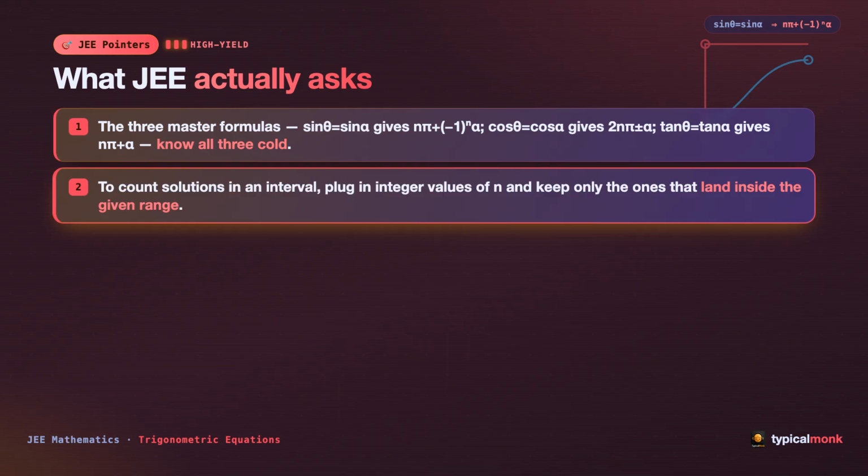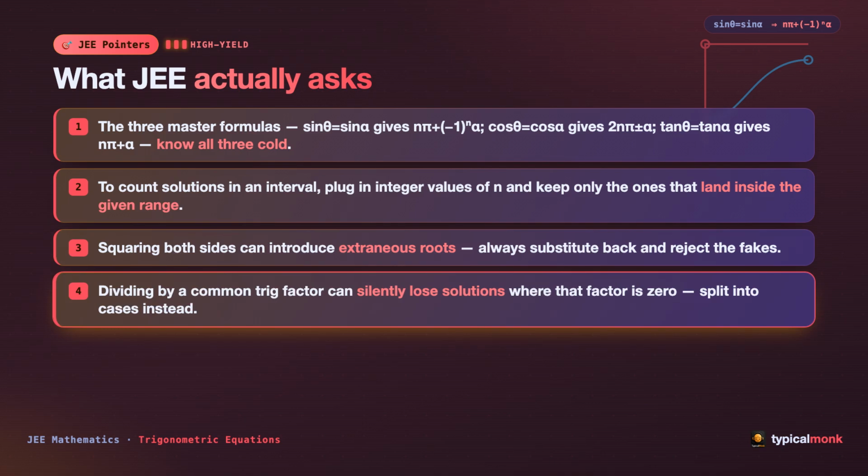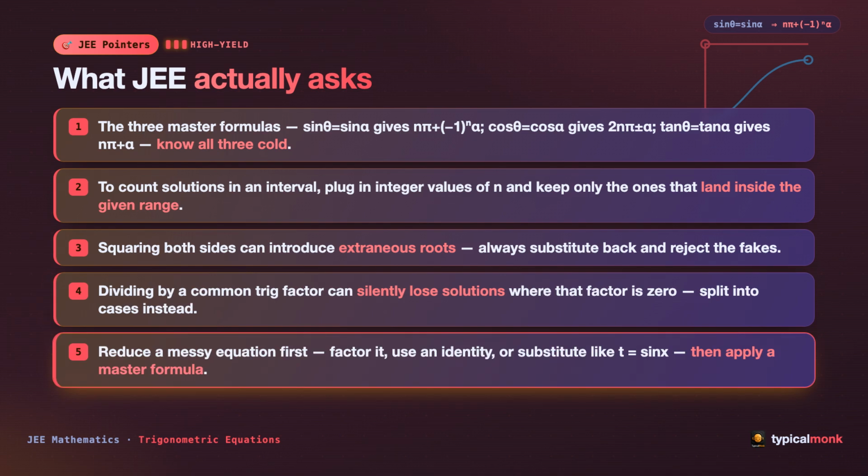2. To count solutions inside a given interval, plug in integer values of n one by one and keep only the ones that actually land inside that range. 3. Squaring both sides of an equation can introduce extraneous roots, roots that satisfy the squared version but not the original. Always substitute back and reject the fakes. 4. Dividing both sides by a common trig factor can silently delete solutions, exactly where that factor equals 0. Split into separate cases instead of cancelling. 5. Reduce a messy equation first: factor it, apply an identity, or substitute something like t equals sin x, and only then apply a master formula.